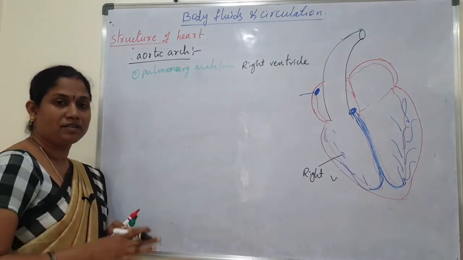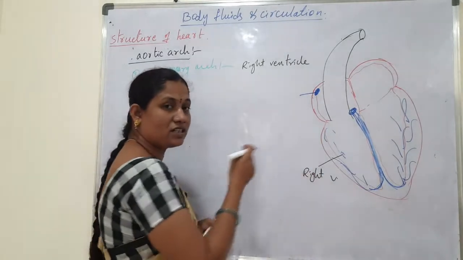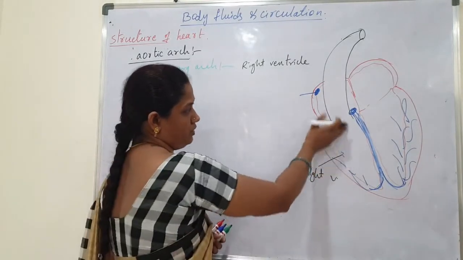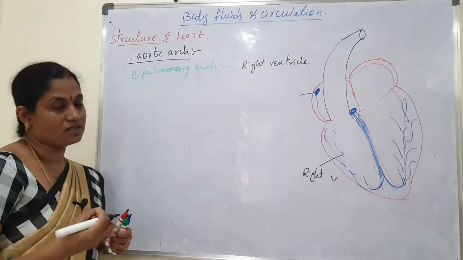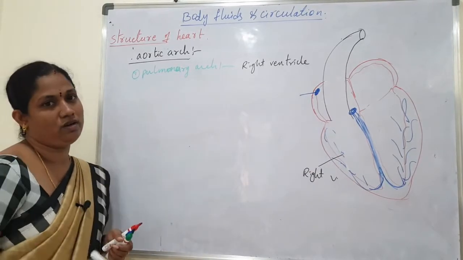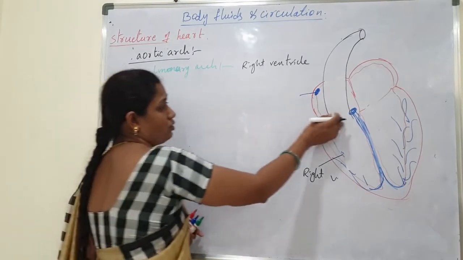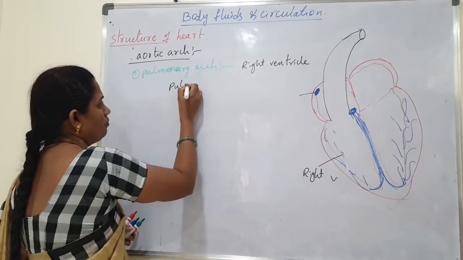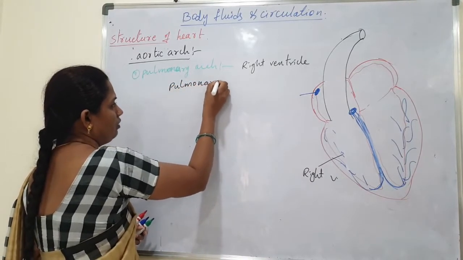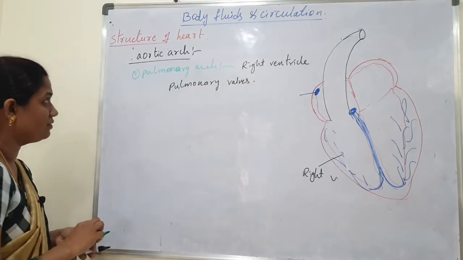It supplies blood. Which blood? Deoxygenated blood, which is present in the right ventricle. It collects the deoxygenated blood and supplies it to the lungs. So this is about the pulmonary arc. Next, the opening of the pulmonary arc has valves. These are called pulmonary valves.